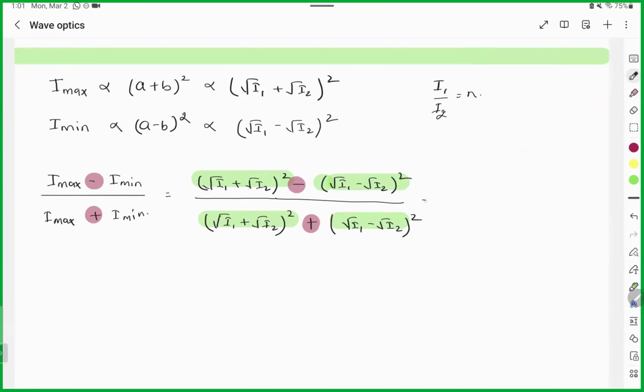Sir, I got 2 root n divided by n plus 1. 2 root n divided by n plus 1. Correct. This is correct. Very good.